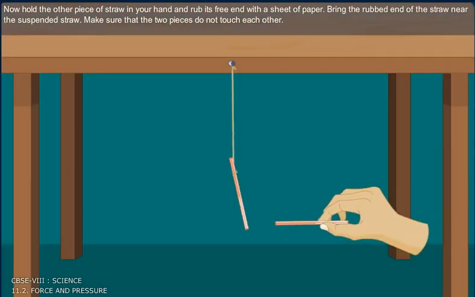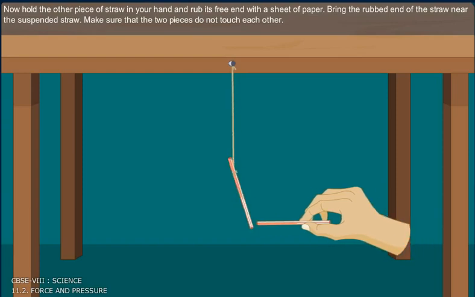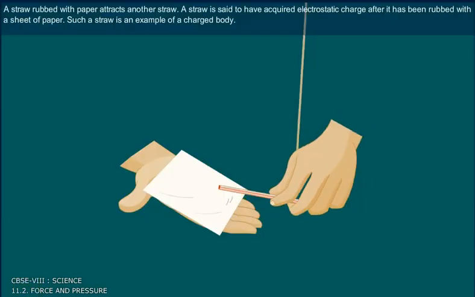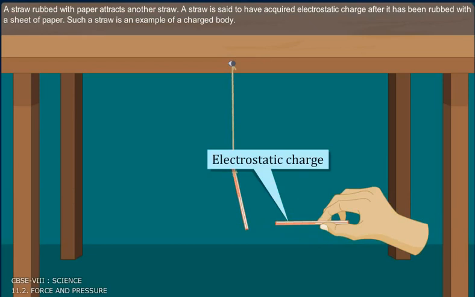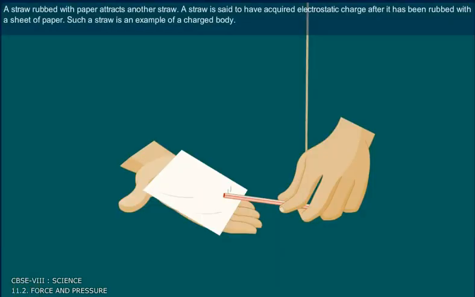Bring the rubbed end of the straw near the suspended straw. Make sure that the 2 pieces do not touch each other. A straw rubbed with paper attracts another straw. A straw is said to have acquired electrostatic charge after it has been rubbed with a sheet of paper. Such a straw is an example of a charged body.